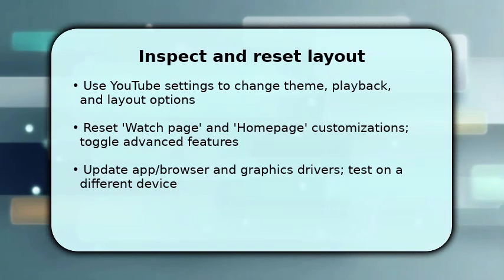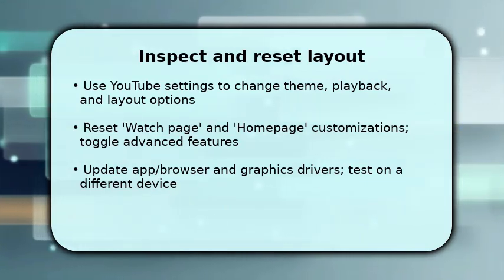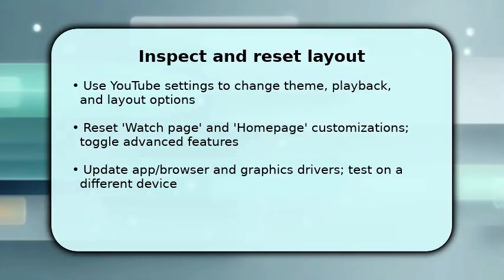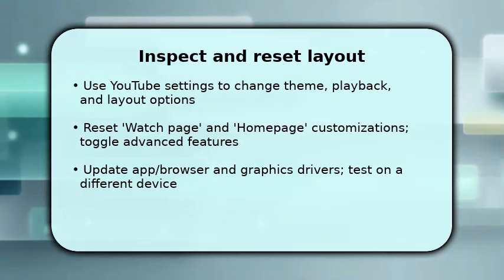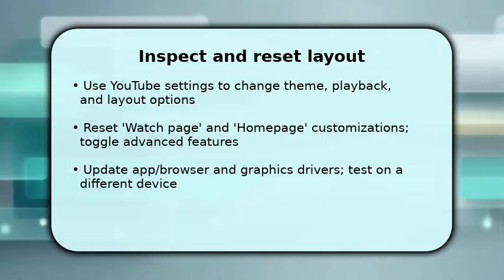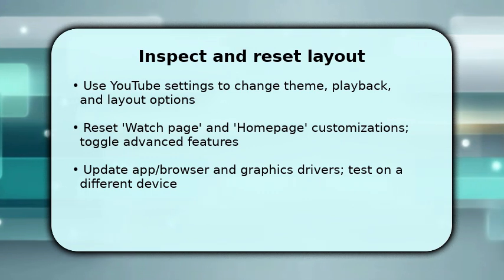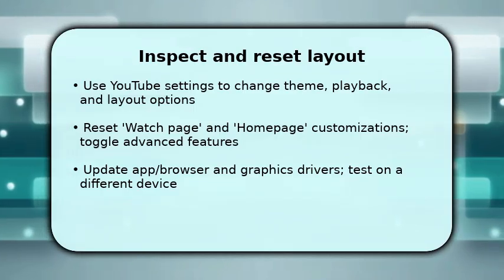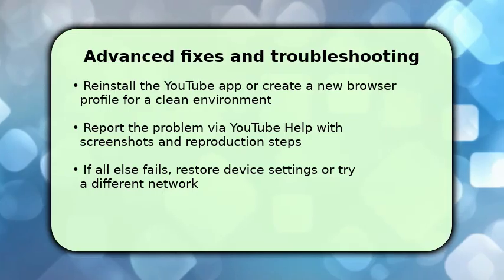You now inspect YouTube's built-in layout controls. Switch theme, reset homepage and watch page customizations, and toggle experimental features to default. Make sure your browser or the YouTube app is updated, and update graphics drivers when using desktop to prevent rendering glitches. Once you've applied those resets, test the interface on another device or browser to confirm whether the problem is account-wide or device-specific. This helps you narrow the cause and prevents unnecessary changes to settings that were not responsible for the issue.